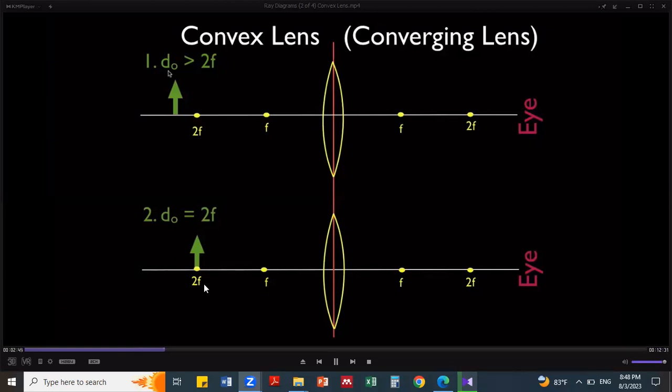We're going to draw 3 rays to locate the image. This is the object, this is the lens, this is your eye. We have to draw 3 rays that come through the lens in the direction of your eye so that you can locate the image.